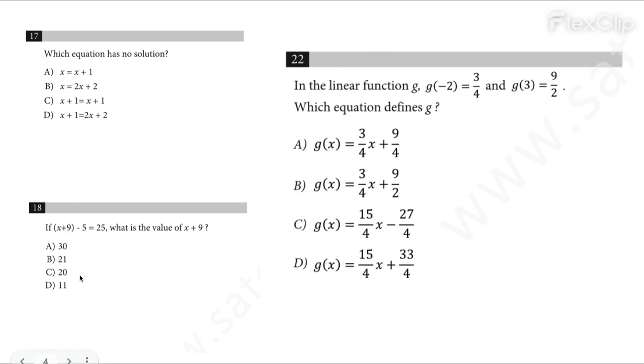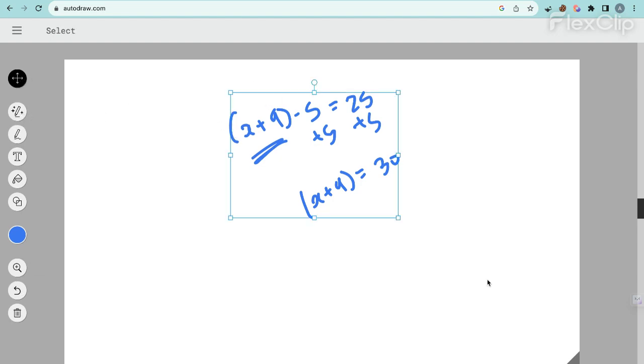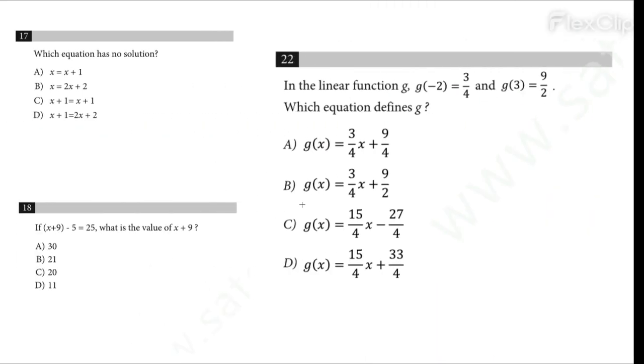Okay, 22. In the linear function g, g of negative 2 is equal to that, and g of 3 is equal to that. Which equation defines g? This is a bit of a review question. This is slopes and linear equations, but since it's on here, we're going to go through it just so you guys have a refresher on what to do.